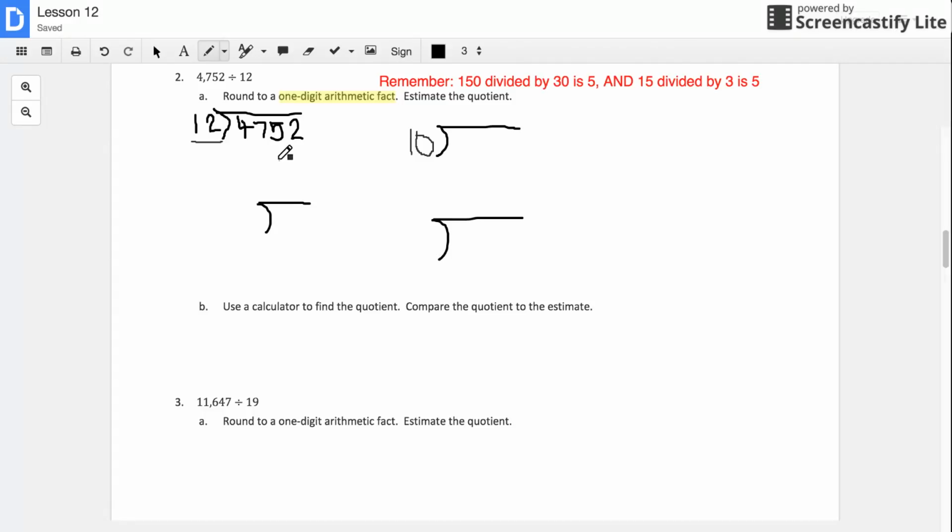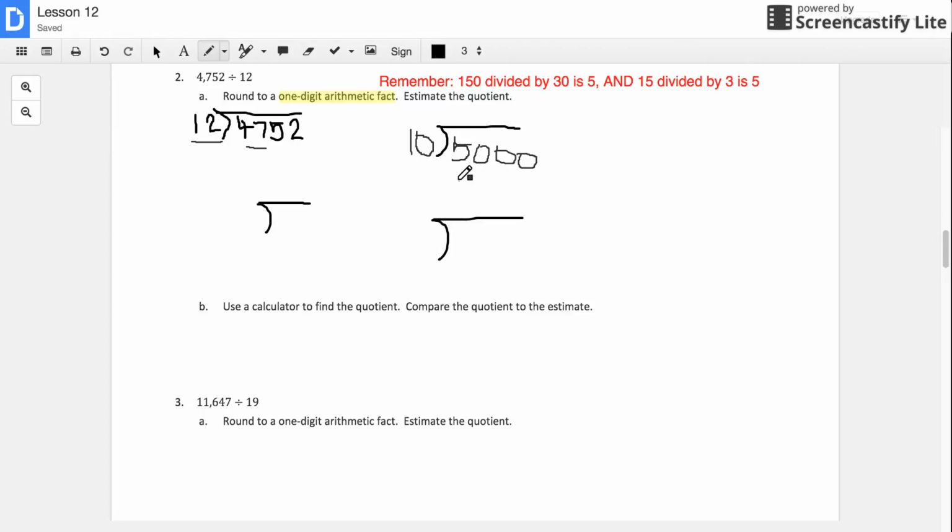And then, just like in the last problem, I want to find a number for the dividend that is divisible by 10. And 47 is probably closer to 50 than it is to 40. So I'm going to change the 47 to 50. I'm rounding it to 50. That's a 5, and then everything after it is going to be a 0.